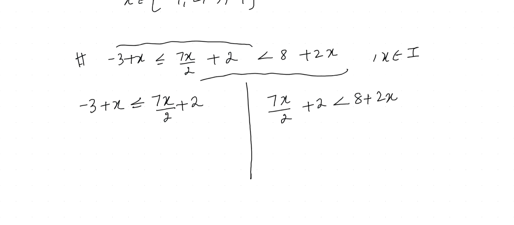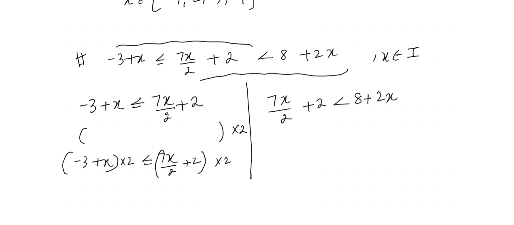So now we can solve it in different ways. One of the best ways I can think of is, since you have 7x by 2, multiply both sides. Both sides you're going to multiply with 2. When you're multiplying with the positive number, the sign of the inequality is unaffected. So minus 3 plus x into 2 less than or equal to 7x by 2 plus 2 into 2. I'm multiplying the LHS and the RHS by 2.